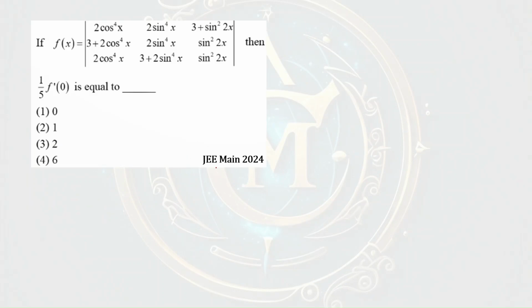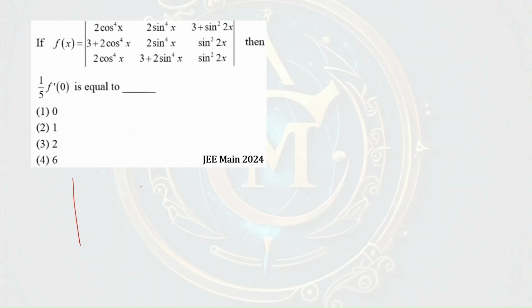Now here is a question from JEE Main 2024. It says that if f(x) is this determinant, then we have to calculate 1/5 f'(0). You can directly differentiate this determinant by the rule we just saw, or you can simplify this determinant to expand it and then calculate f(x) and then f'(x) at x equal to 0. You can go by any of the methods. So let us go by the second method and simplify this determinant first.